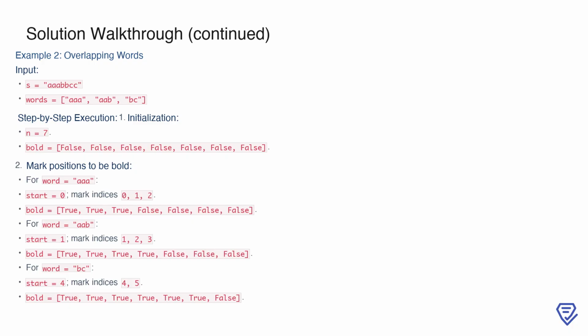Next, for the word ob, we find its starting position at index 1. This overlaps with the previous marking, so we update the bold array to include index 3 as well, resulting in true, true, true, true, false, false, false. Finally, for the word BC, we find its starting position at index 4 and mark indices 4 and 5 as true, updating the bold array to true, true, true, true, true, true, false. This effectively combines overlapping and consecutive matches into one continuous bold region.